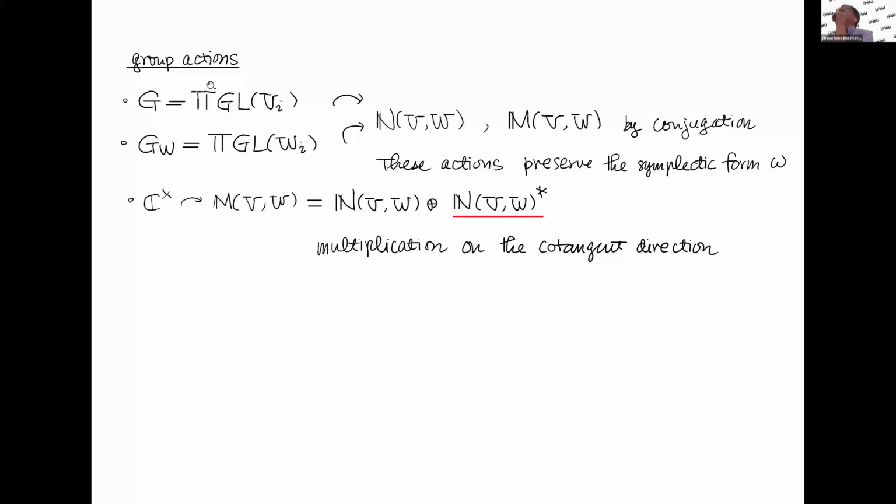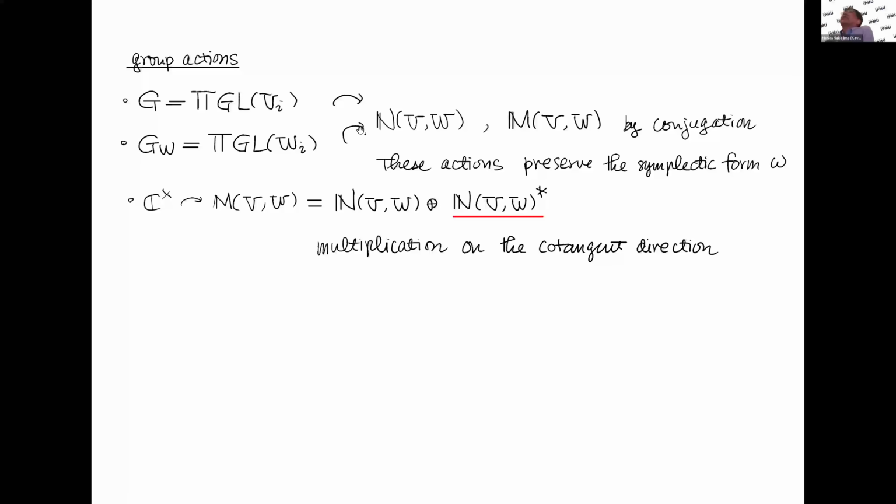Then on these vector spaces, there are natural group actions. So G is a product of general linear groups of V_i. This acts on these spaces N_VW and also M_VW by conjugation. And there's also an action of G_W, which is a product of general linear groups of the W_i's. Again, this acts by conjugation.